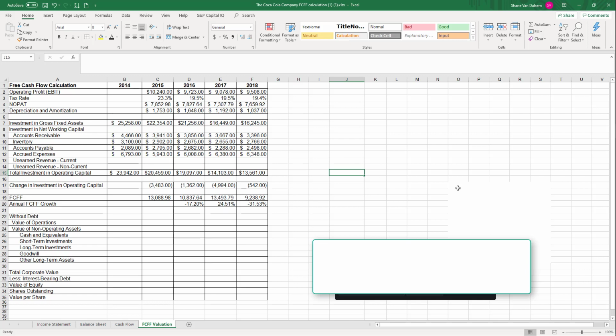So what we're going to do now is determine the value of operations for Coca-Cola, and I'm going to give you the inputs here. The weighted average cost of capital we're going to use is 9% for Coca-Cola, and then we're going to assume that Coca-Cola is a constant growth company. If anything, it might actually be declining growth, but for our purposes, we're going to call it a constant growth company. And we're going to say that those free cash flows, we expect them to grow by 4% indefinitely.